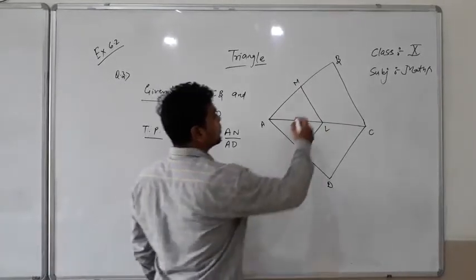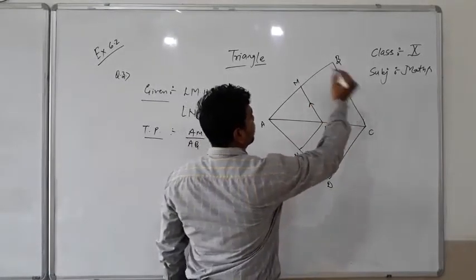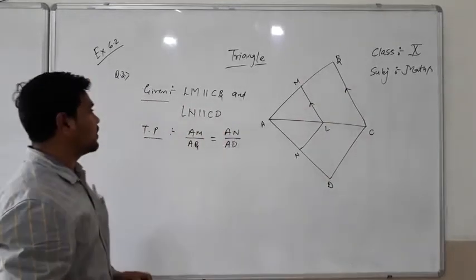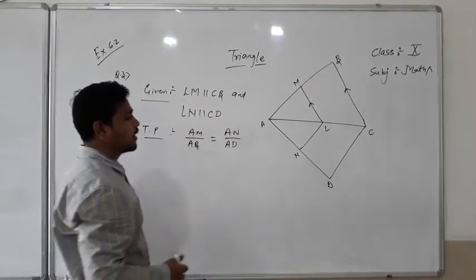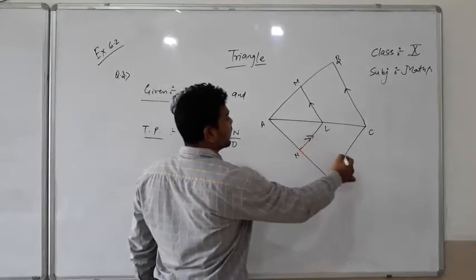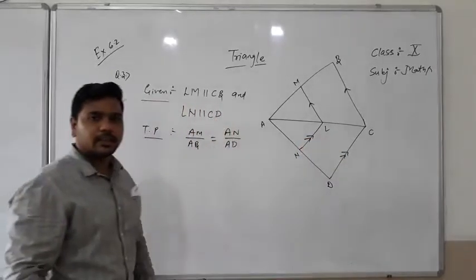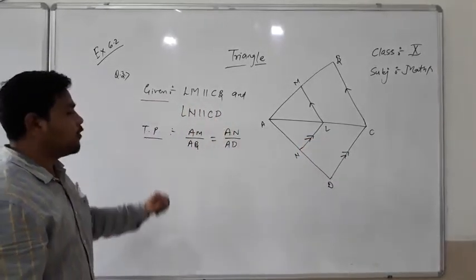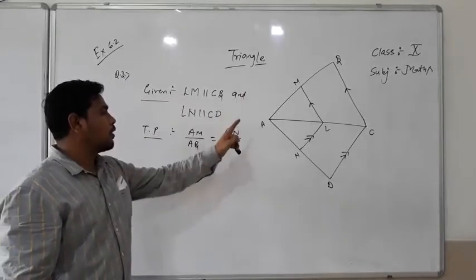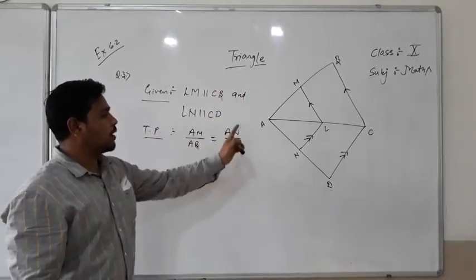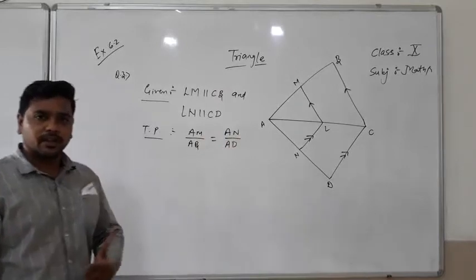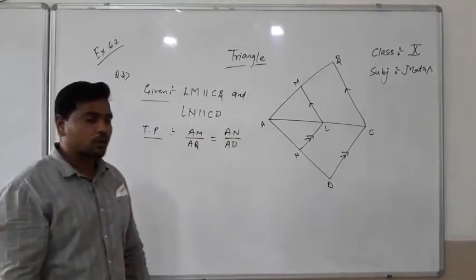First of all, what is given to you is that LM is parallel to CB. And the second thing, LN is parallel to CD. That is given to us, and we have to prove that AM upon AB is equal to AN upon AD. That is what we have to prove in this question.